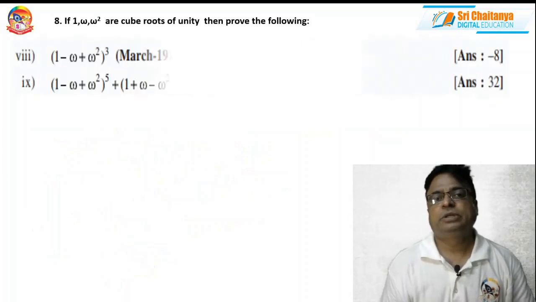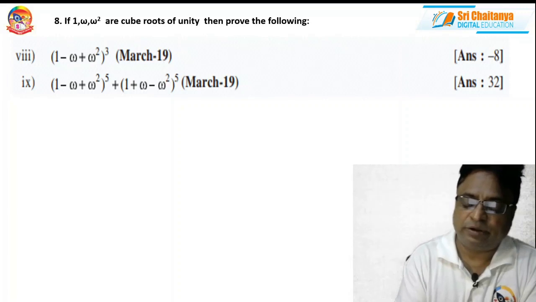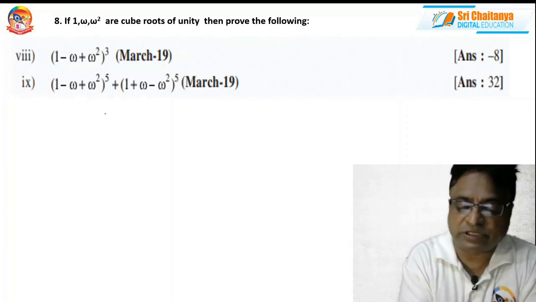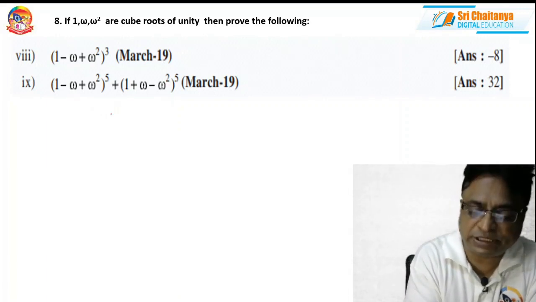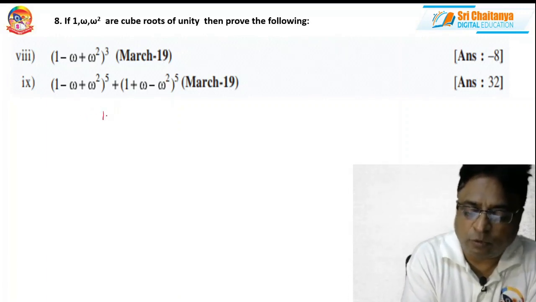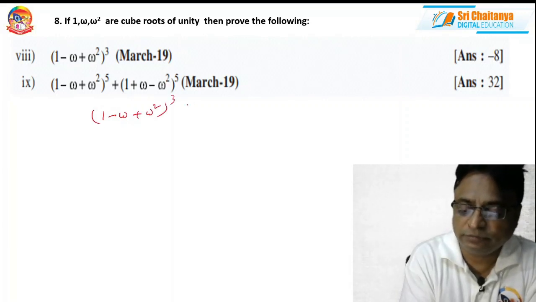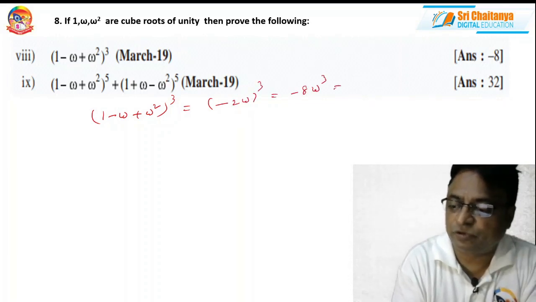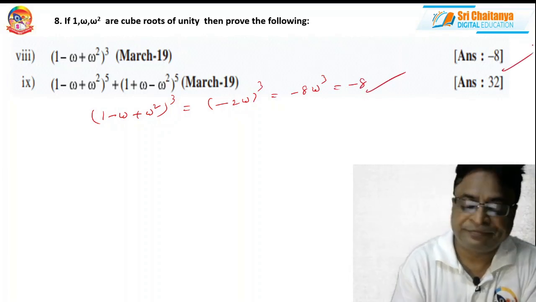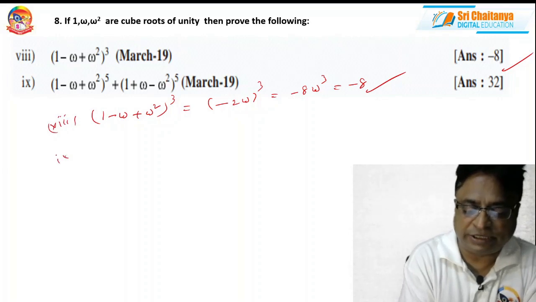Now coming to eighth and ninth problems. If 1, omega, omega square are cube roots of unity. These two problems have already been asked several times in board examinations also. Now eighth problem. 1 minus omega plus omega square whole cube. This I can write as minus 2 omega whole cube. This is minus 8 omega cube. So this is minus 8. That's all for the eighth problem. Now coming to ninth problem.